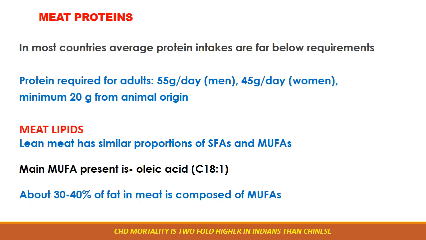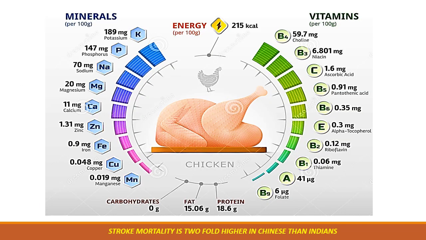Further, the main monounsaturated fatty acid, that is oleic acid, is quite high in meat, and that is very good for health. About 30 to 40% of the fat in meat is composed of monounsaturated fatty acids.